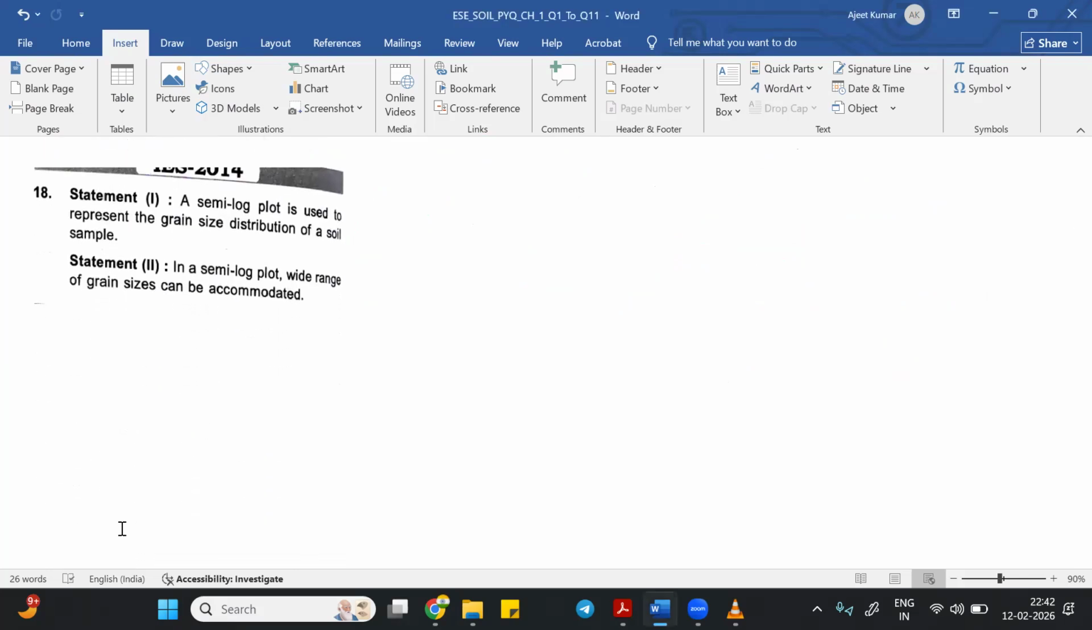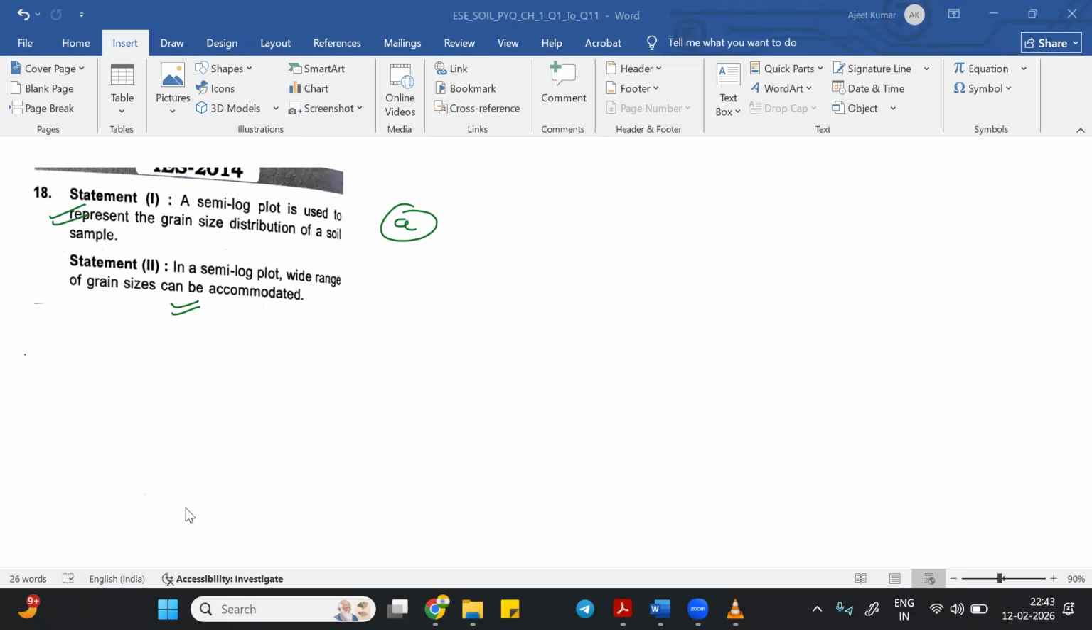Question number 18. A semi-log plot is used to represent the grain size distribution of a soil sample. Yes, this is true. Statement 2: in a semi-log plot, a wide range of grain size can be accommodated. Yes, this statement is true, and it is also the correct explanation of statement 1. So statement 1 is true, statement 2 is true, and statement 2 is the correct explanation of statement 1. So option A will be the correct answer.